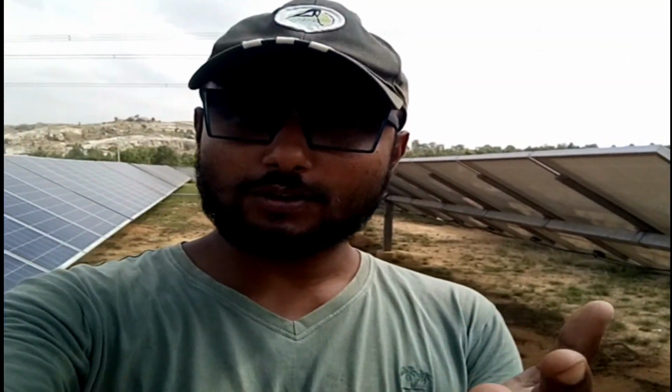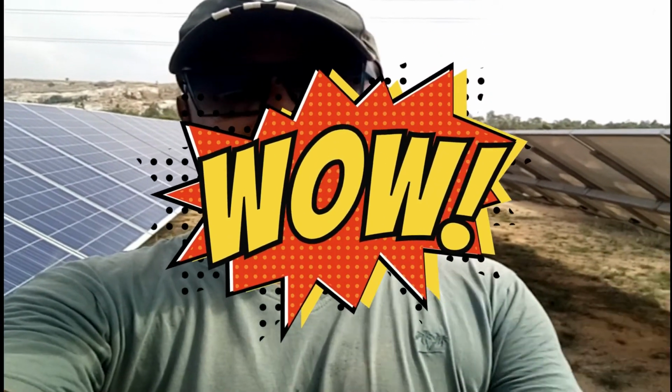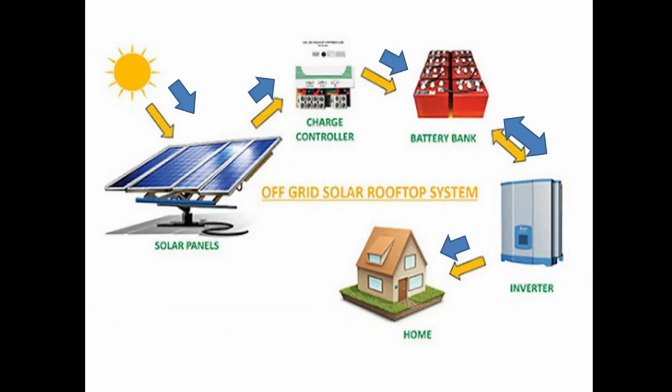So guys, if anyone wants to install their own off-grid solar system for residential use, then this video is for you guys. This is the basic schematic diagram of an off-grid solar power system. As you can see, the components are solar panels, charge controller, battery bank and inverter.